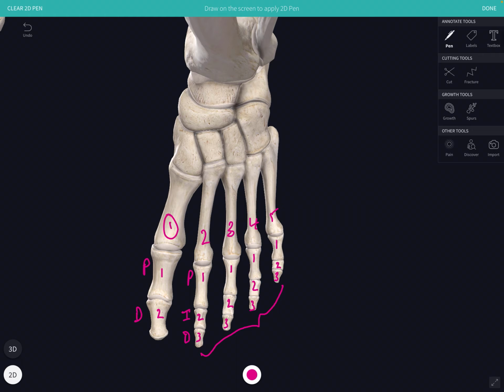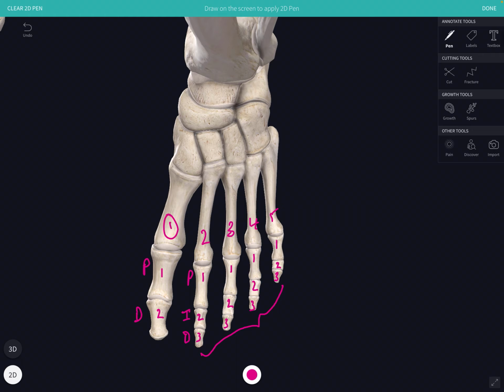The base of each proximal phalanx has a concave articular surface which articulates with the head of the corresponding metatarsal bone. The head of each proximal phalanx has two condyles, which bear a pulley-shaped articular facet, which then articulates with the base of the middle phalanx. The shaft is slightly curved and slightly convex downwards.